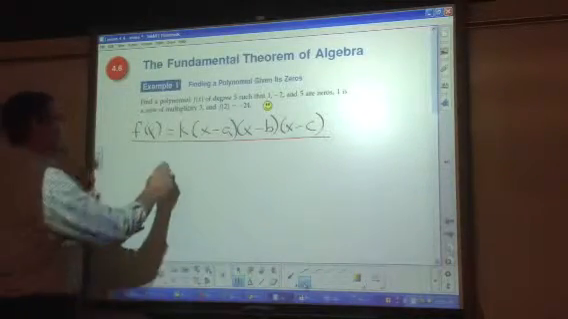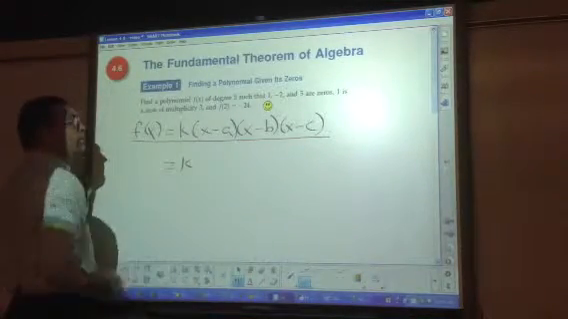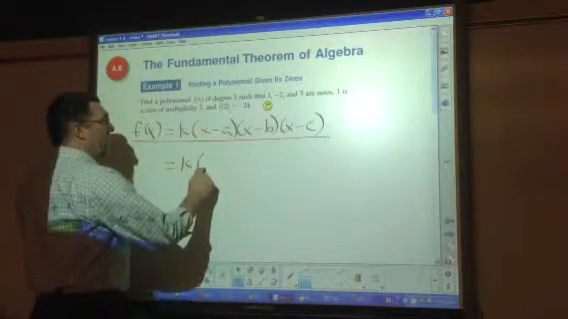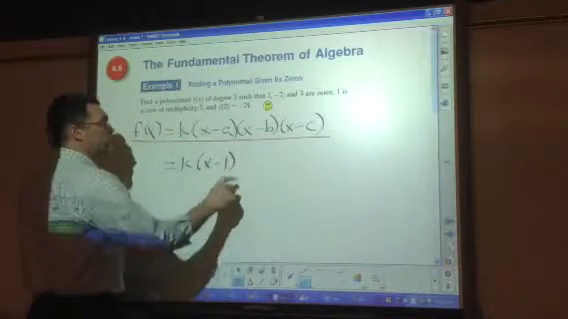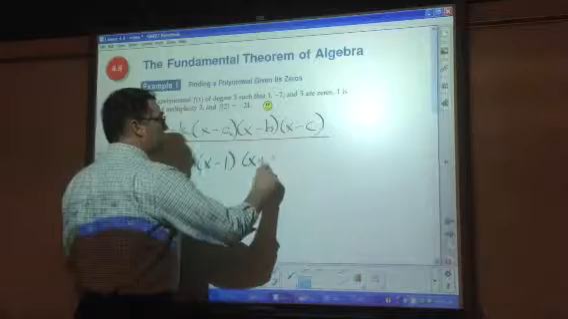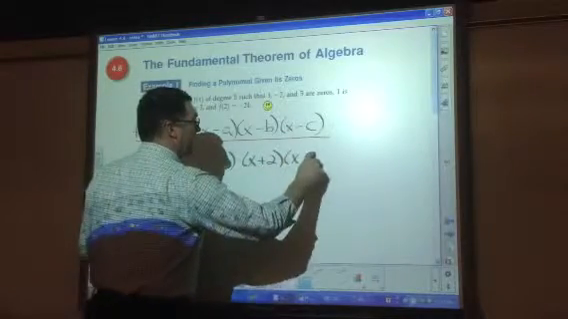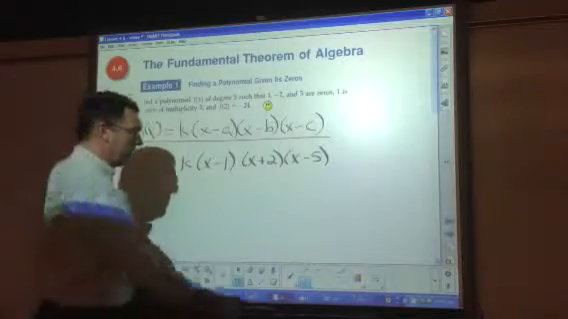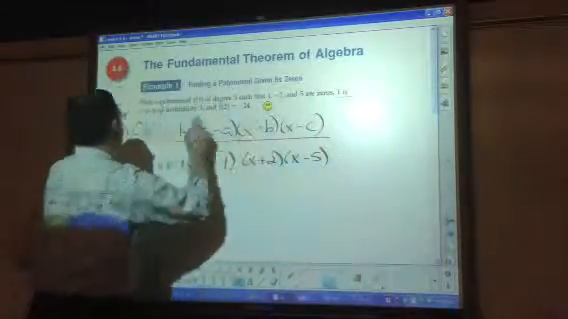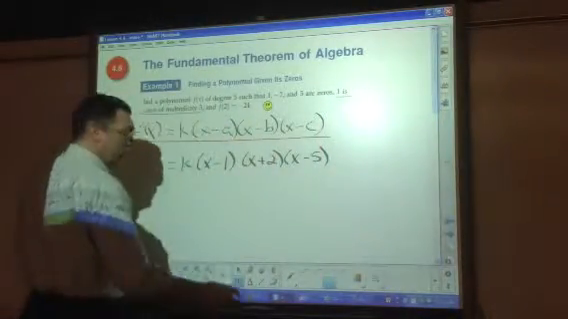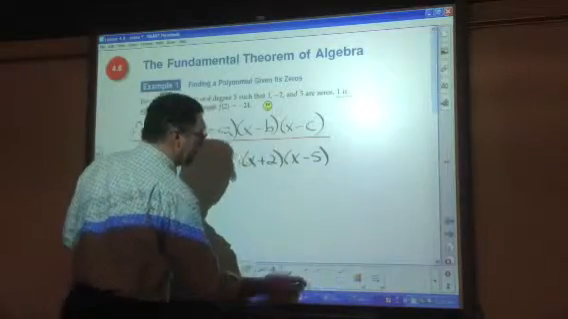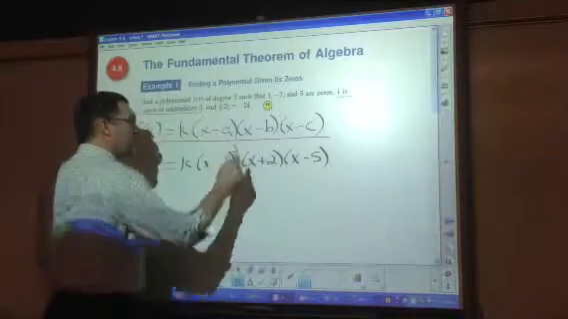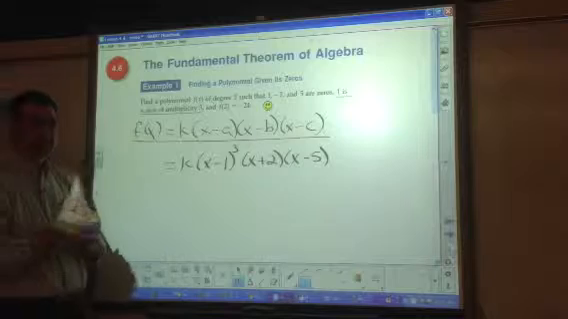First, I'm going to go ahead and plug in my zeros. So I have x minus 1, x plus 2, and x minus 5. But it says that the 0 at 1 has a multiplicity of 3, which means that this factor is cubed.